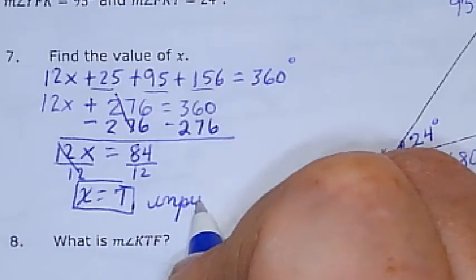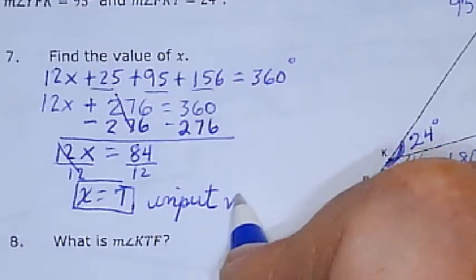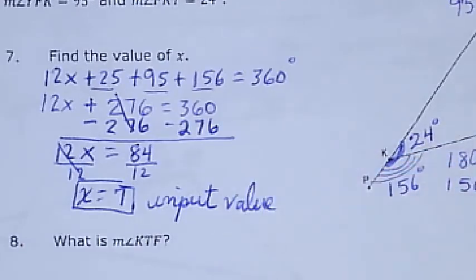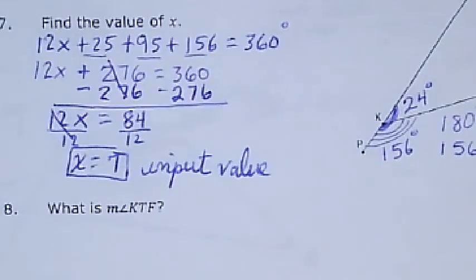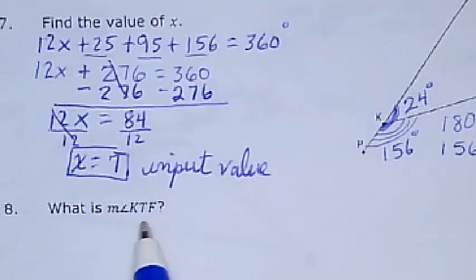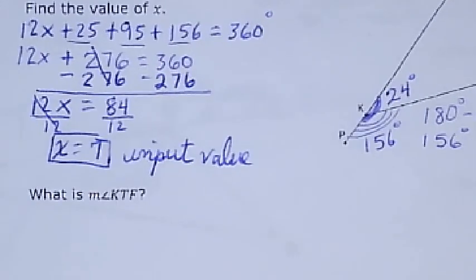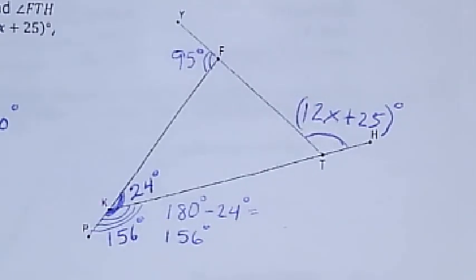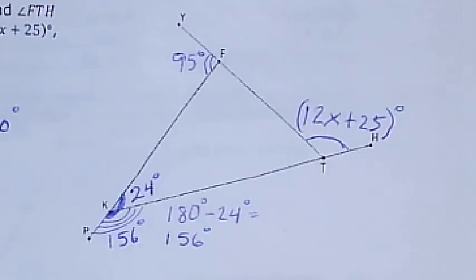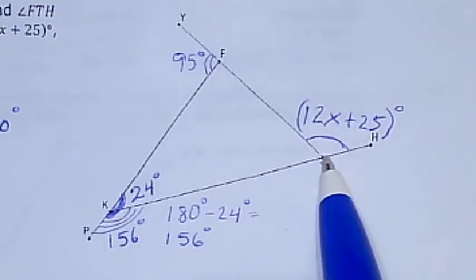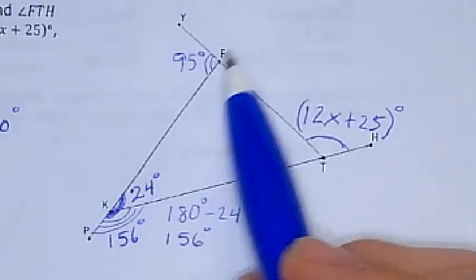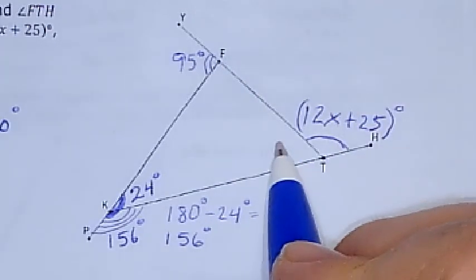Which you may or may not need. But the first thing they're asking you for is the measure of angle KTF. You got to find KTF. So I go back to the diagram, and if you don't know where KTF is, start at K, which is here. Go to T, and go to F. This is the angle in question. Right there. They want to know this angle right here.